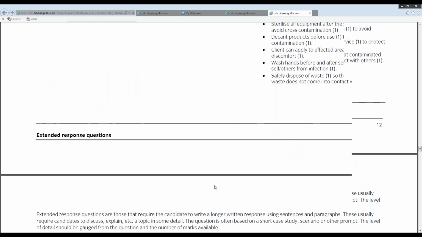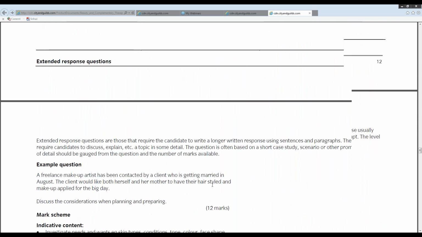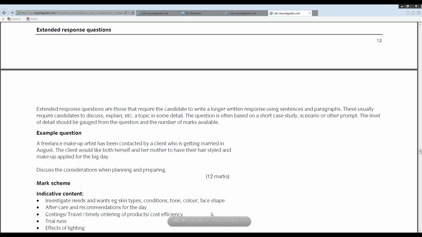Then we're going on to the extended response question. Again, some learners did quite well, but they need to structure their response, and we need to be able to support them with structuring this response. So a freelance makeup artist has been contacted by a client who's getting married in August. The client would like both herself and her mother to have their hair styled and makeup applied for the big day. We're now asking them to discuss the considerations when planning and preparing. Now this is worth 12 marks.